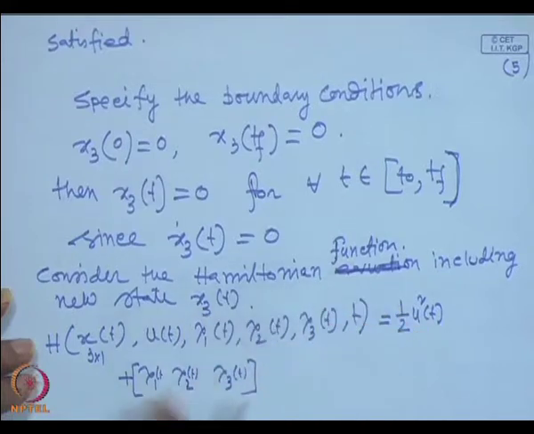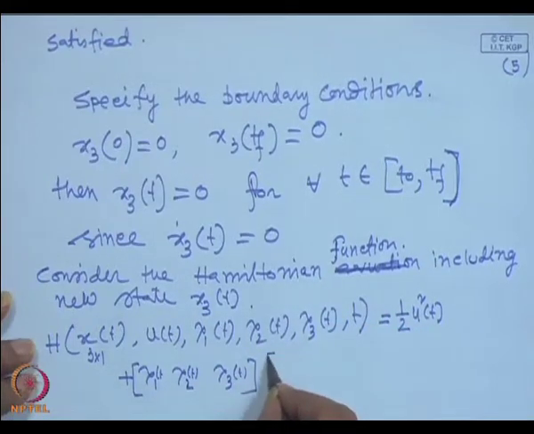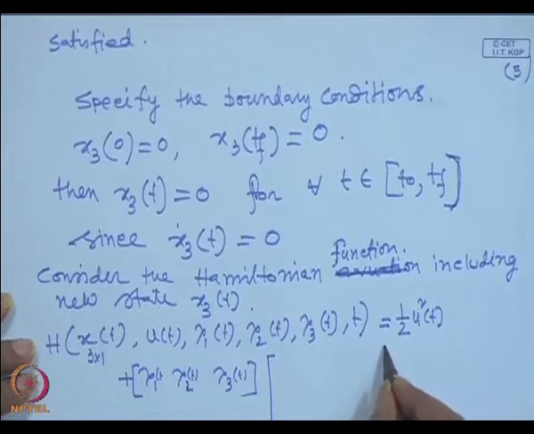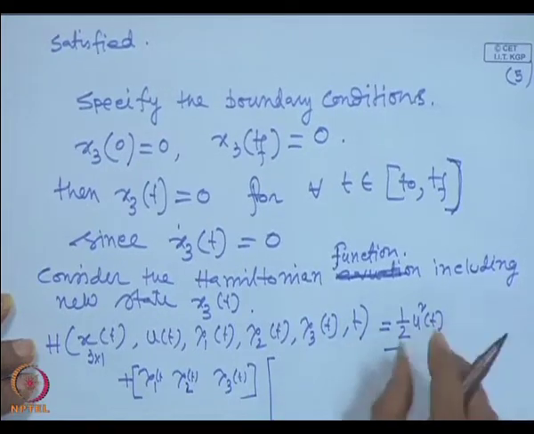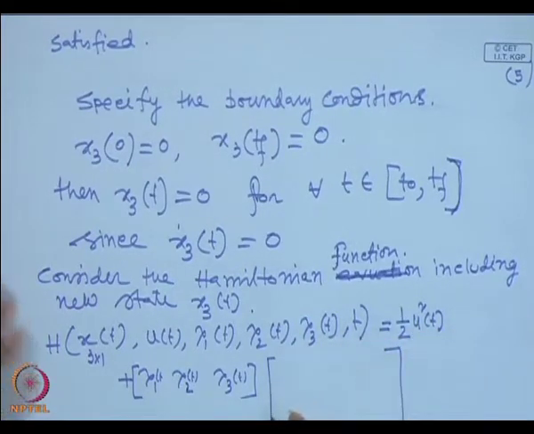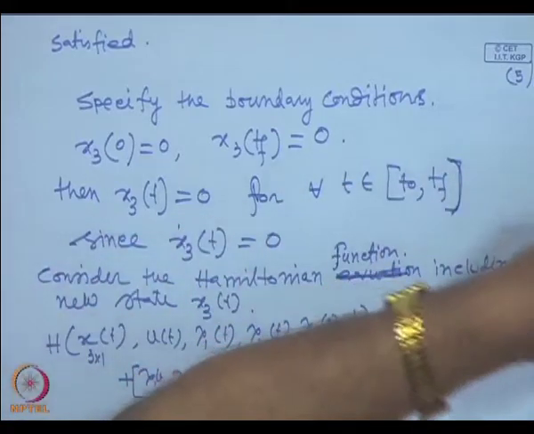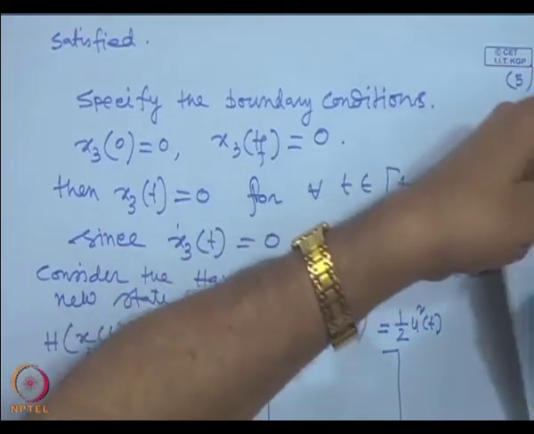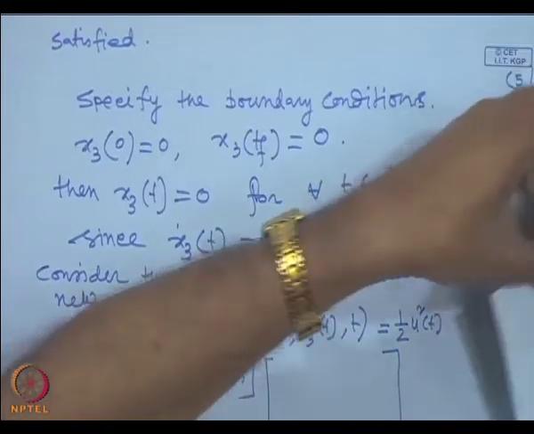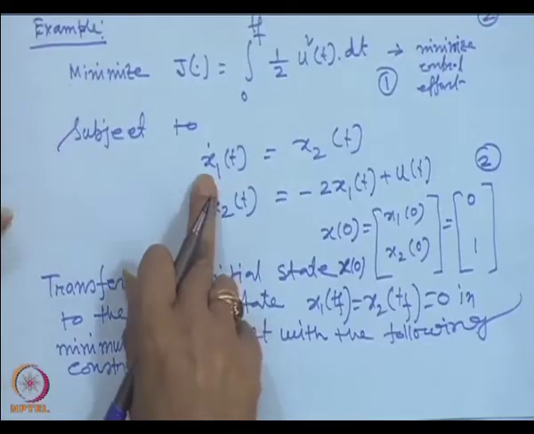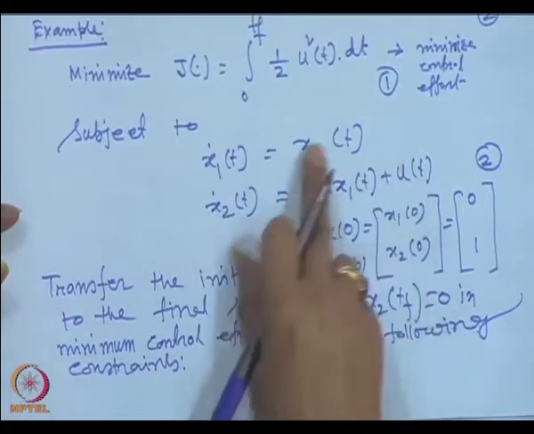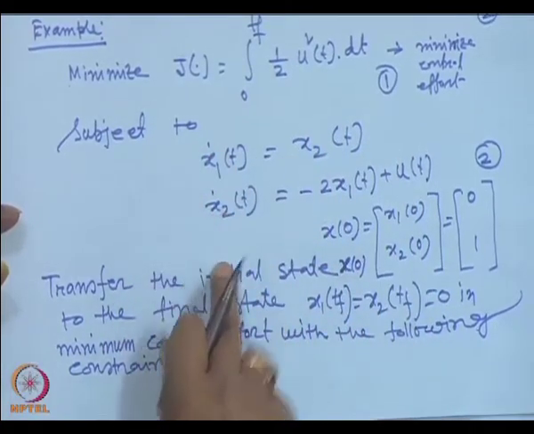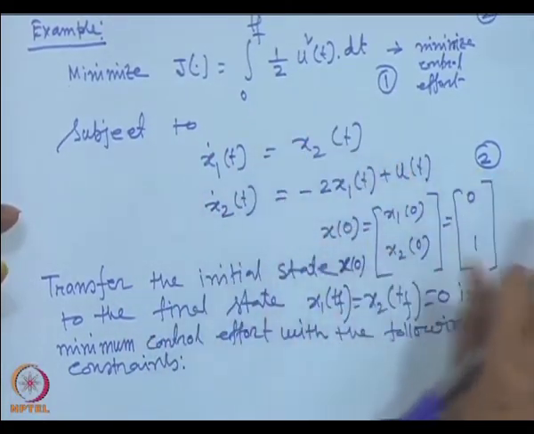Lambda transpose multiplied by the state equations, x dot is equal to A x plus B u. That is the state equation I am writing. The first state equation is x 1 dot is equal to x 2. I can write x 1 dot, x 2 dot, x 3 dot in terms of the A x plus B u form.